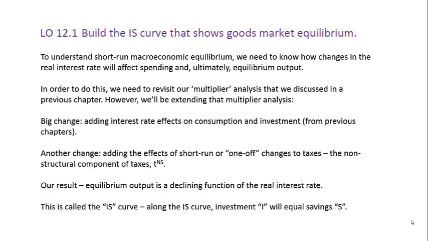There's another little change that we're going to take an opportunity to do, and that's the effect of short-run or one-off changes to taxes on consumption. We had left them out in Chapter 10. We're going to put them back in. And our result is going to be an equilibrium output schedule, and we're going to see that that's a declining, a negative, and an inverse function of the real interest rate. And this is the curve that we're going to call the IS curve. Along the IS curve we're going to find out that investment will always be equal to savings.